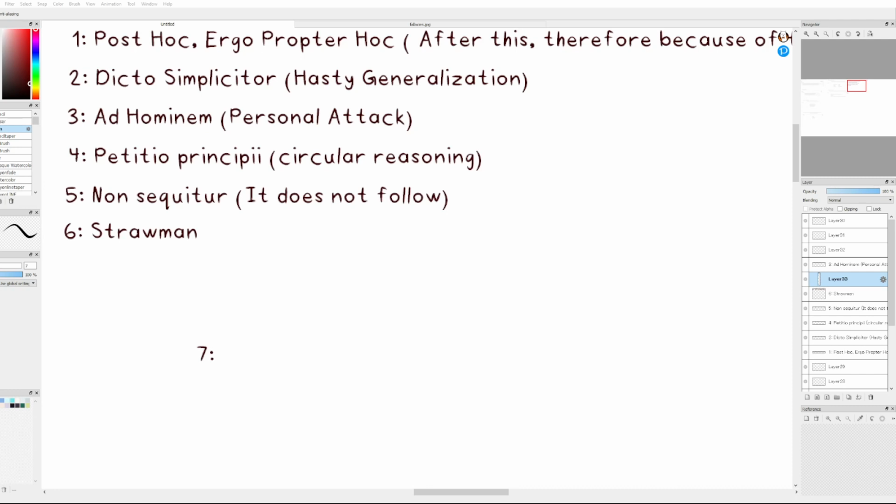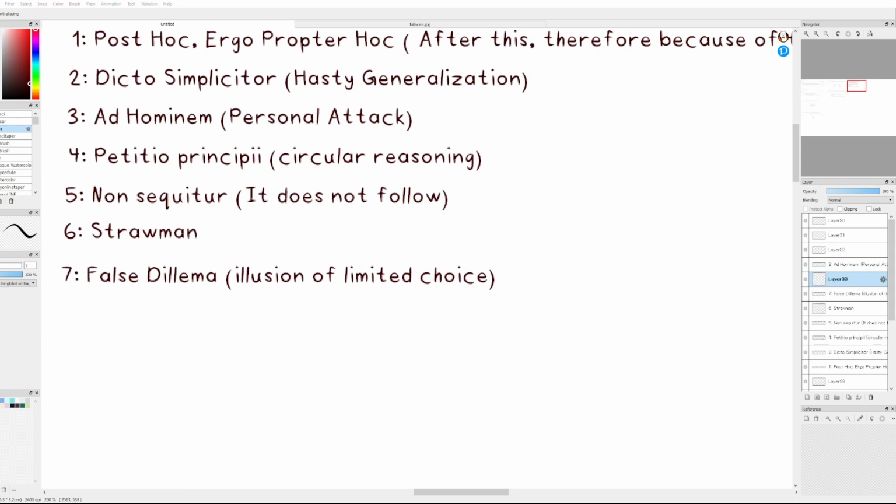The seventh fallacy that we have is a false dilemma, which is black and white thinking, basically. Illusion of limited choice. So like you're either for us or against us. You're part of the solution or part of the problem. But a lot of things aren't black and white like that.